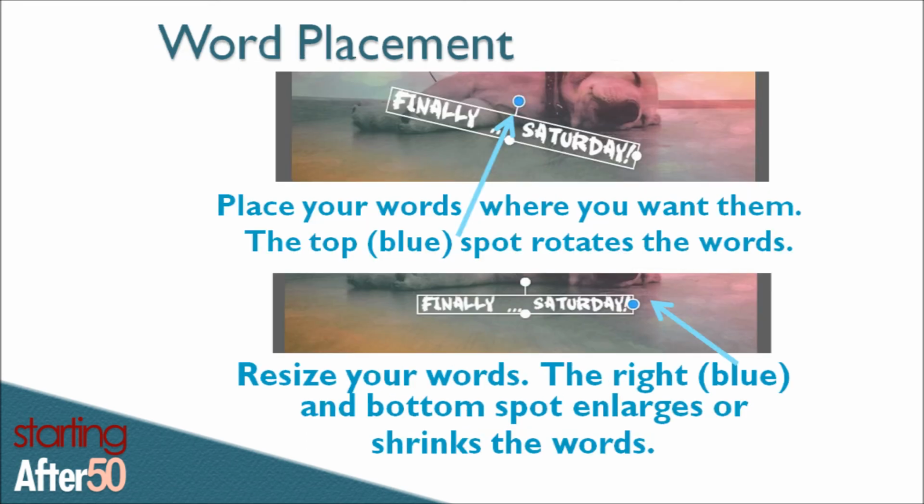I can also decide where I want to place my text. If you click on the blue dot at the top, that will rotate your text if you want it at an angle or if you want it straight across. If you want to have your words larger or smaller, you change that by clicking on the sides of the text box and pulling it in or out.